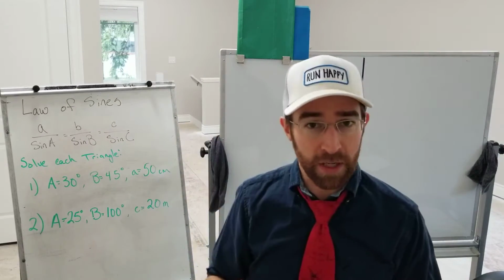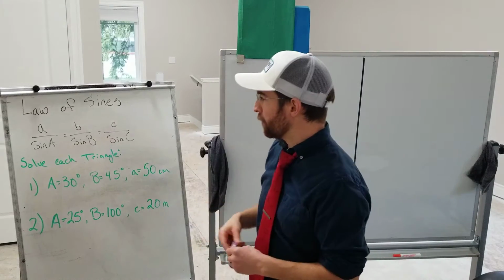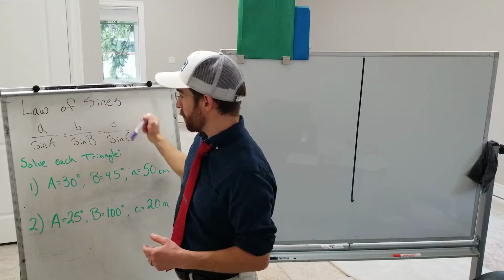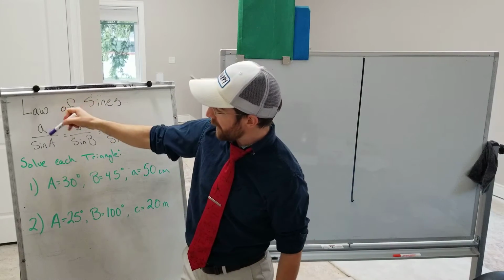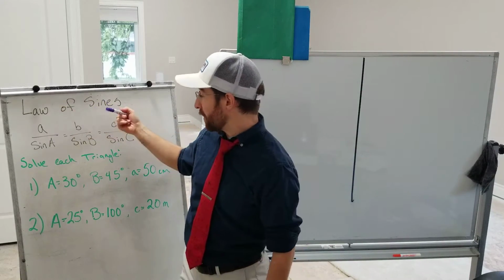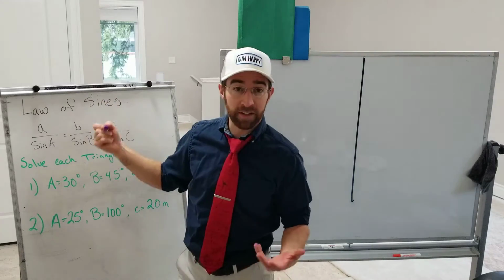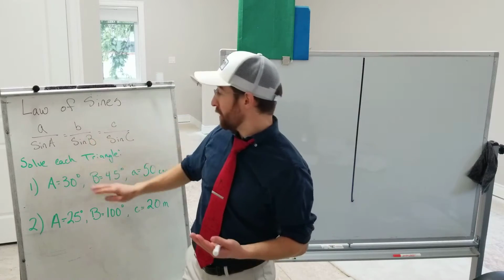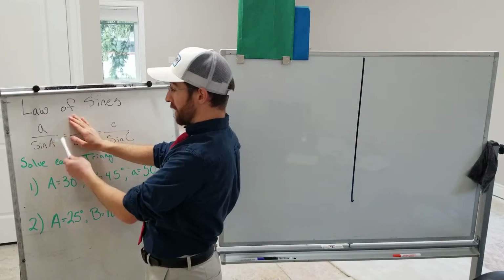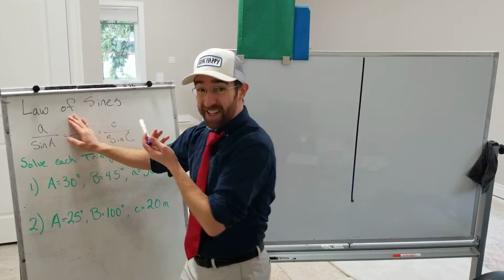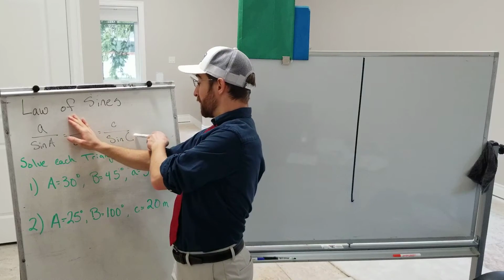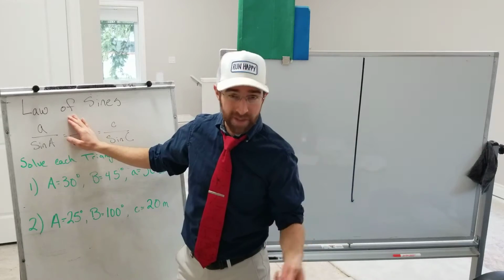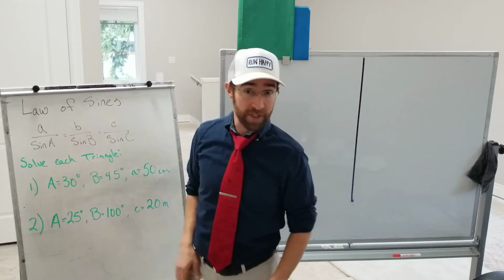So we can use this ratio if we know enough information to get one of these ratios, and we have one of these other pieces of information. Like if I know side A and angle A, and I know angle B, I can then find side B because I have 3 out of the 4 pieces for that equation. Or for example, if I have side A, angle A, and side C, I could write this equation and solve for the sine of C and then the measure of angle C.